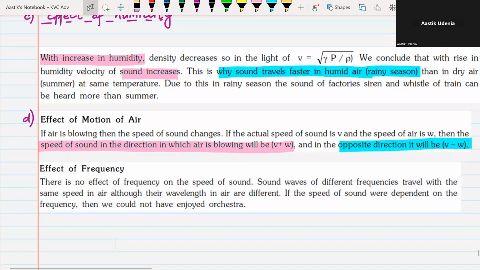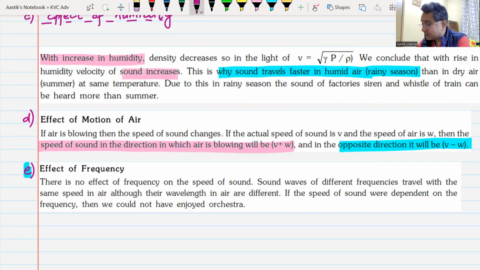So now I will give you 2 minutes, 3 minutes to note them down. Humidity, motion of air, and effect of frequency. Has everyone understood this? Yes or no? Yes. Note it down now.